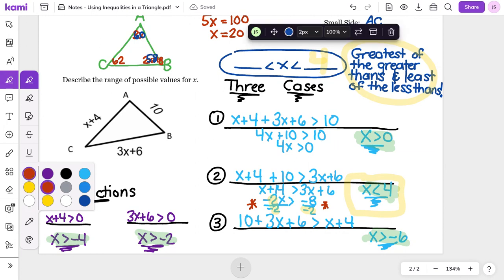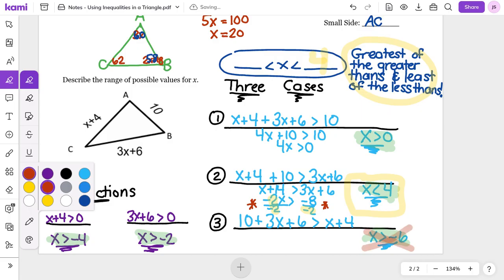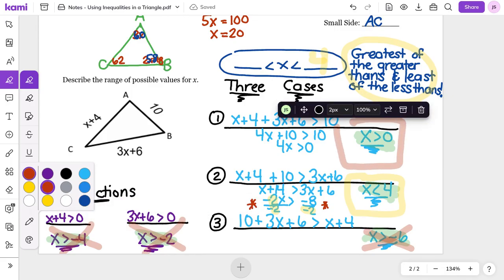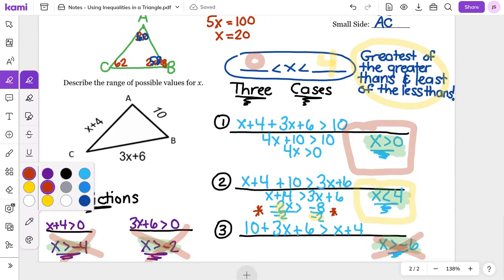But then between all the other ones, think about a number line. I want the greatest greater than, the one that's farthest to the right. Well, it's not going to be negative 6 because I have a negative 4. And it's not going to be negative 4 because I have a negative 2. And it's not going to be negative 2 because I have a 0. Right? So I know for this problem, my range of possibilities must be between 0 and 4, just based on the 3 cases and the 2 restrictions.